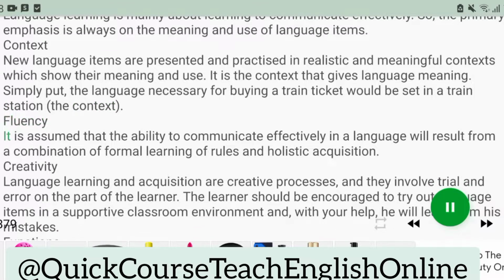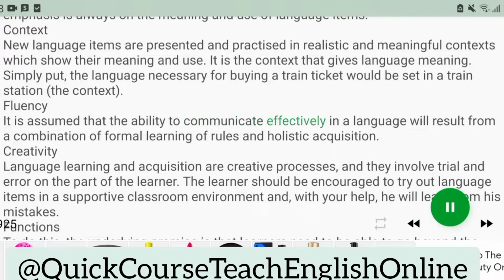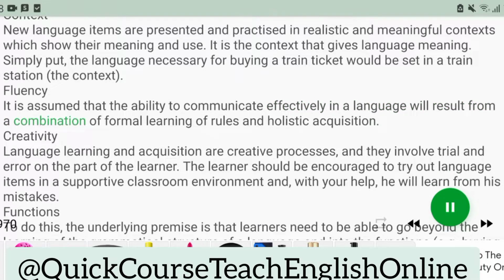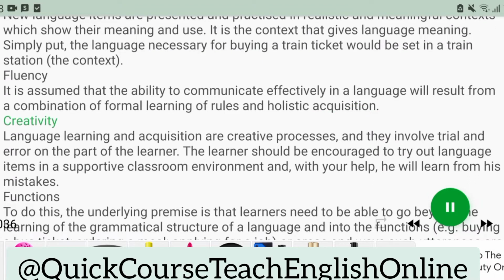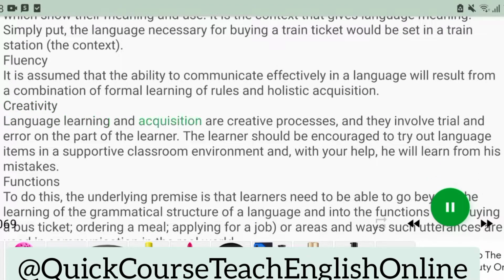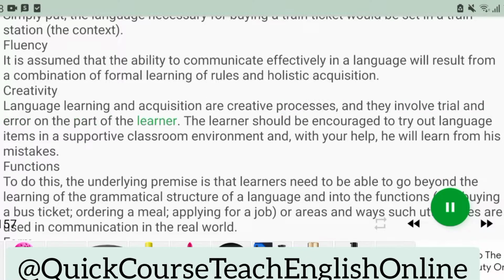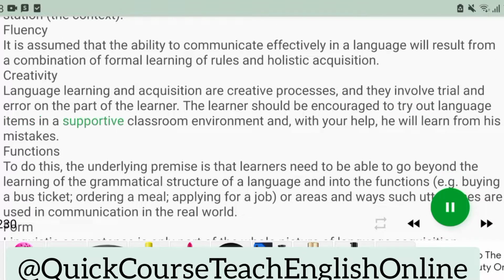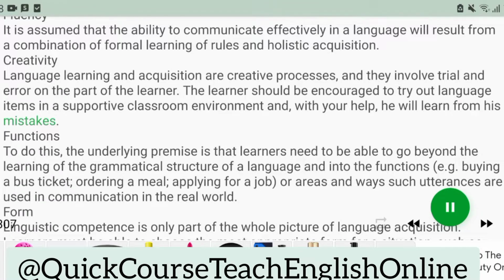Fluency. It is assumed that the ability to communicate effectively in a language will result from a combination of formal learning of rules and holistic acquisition. Creativity. Language learning and acquisition are creative processes, and they involve trial and error on the part of the learner. The learner should be encouraged to try out language items in a supportive classroom environment and, with your help, he will learn from his mistakes.